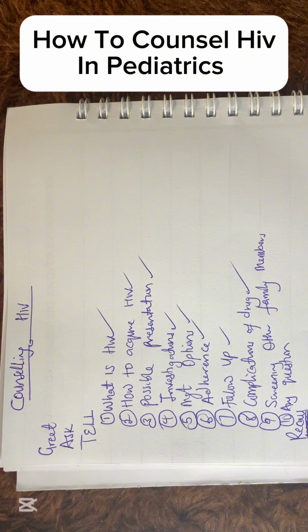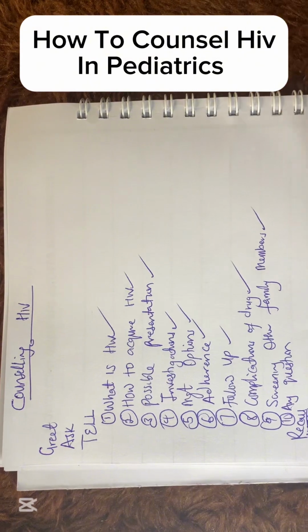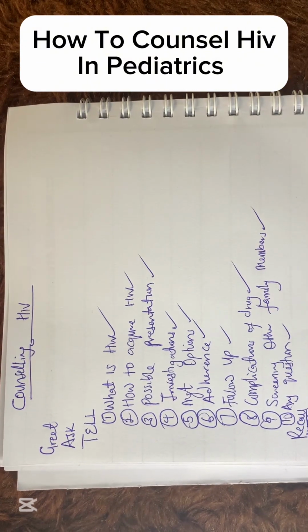Then you should also know that since your child has HIV, it is possible that any other person in the family may have it. So it is good that you screen other members of your family and not just this child. Do you understand what I have said so far, ma? Thank you very much. Do you have any question? Okay, thank you very much.